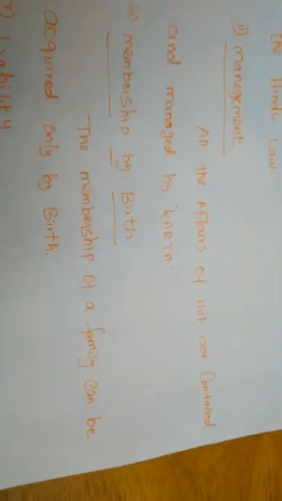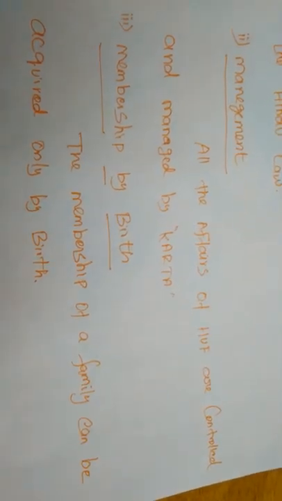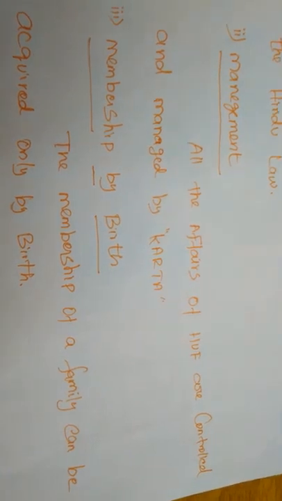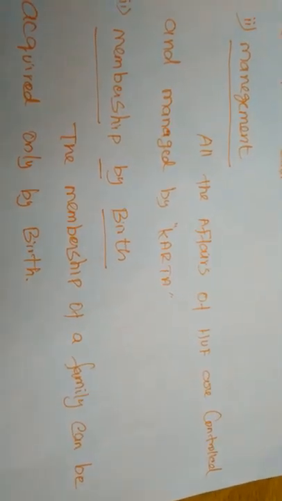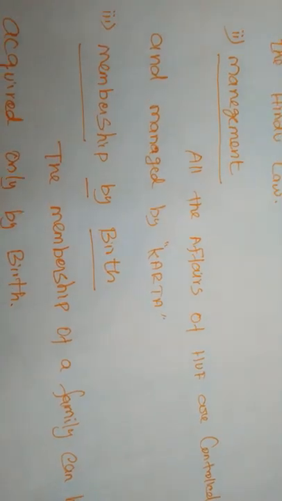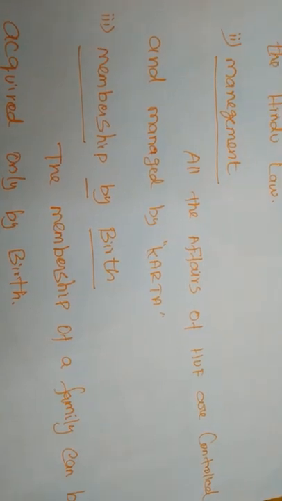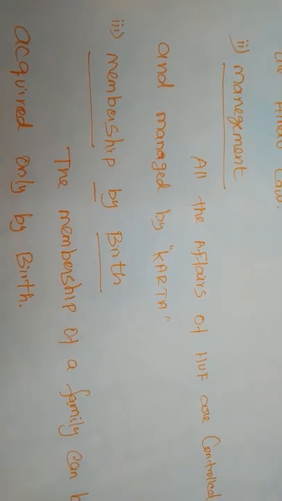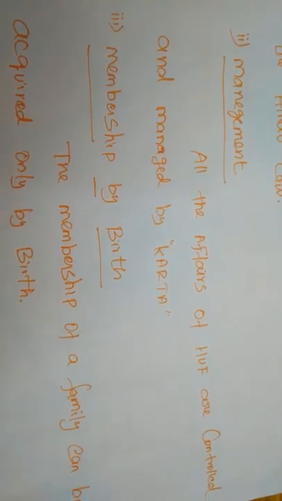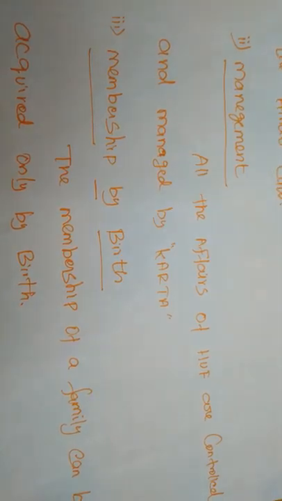Next, management. How is it managed? All the affairs of the Hindu undivided family are controlled and managed by the Karta. Here you have to know who the Karta is. The Karta is the senior most male member of the family. Normally, whoever is the senior member in this joint family is considered the Karta. Karta means he is the premier one. He is the leader of that family.